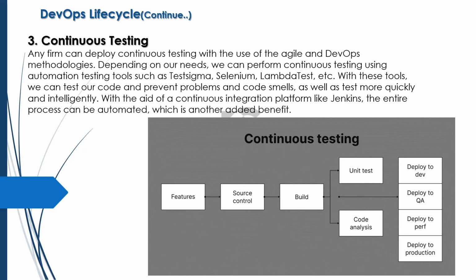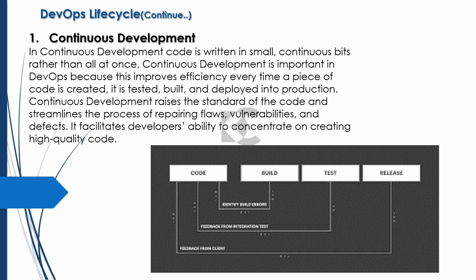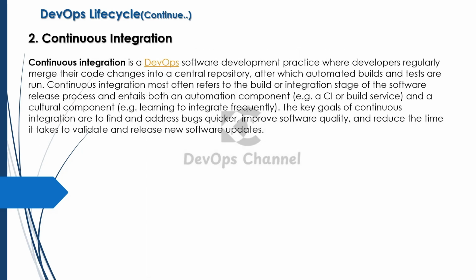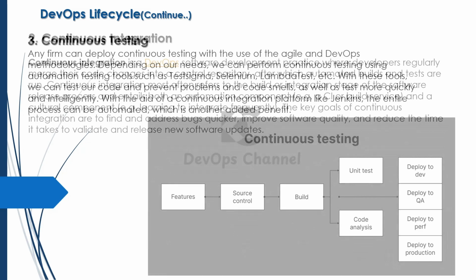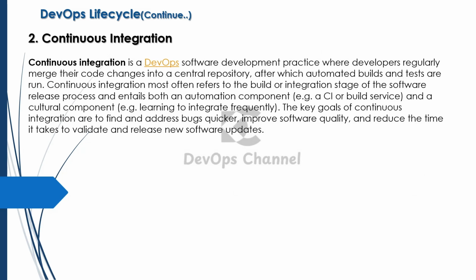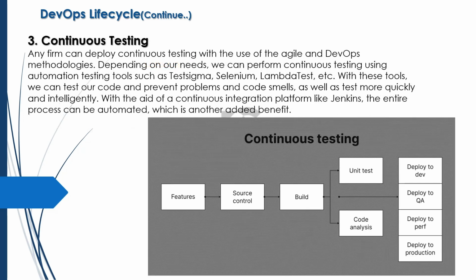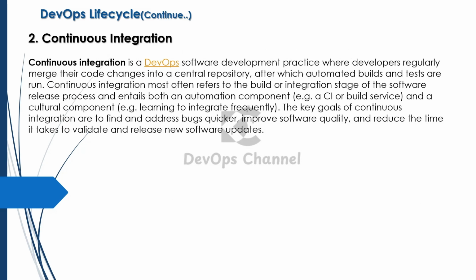Hi friends, in the previous lecture we learned about continuous testing, although it is the third phase of the life cycle. What happens is that after continuous development it goes to continuous integration, and then it comes to continuous testing. But I wanted to discuss continuous integration, which is the second phase, and continuous development at the same time. That's why I discussed continuous testing earlier than continuous integration. So in this lecture, let's understand continuous integration.